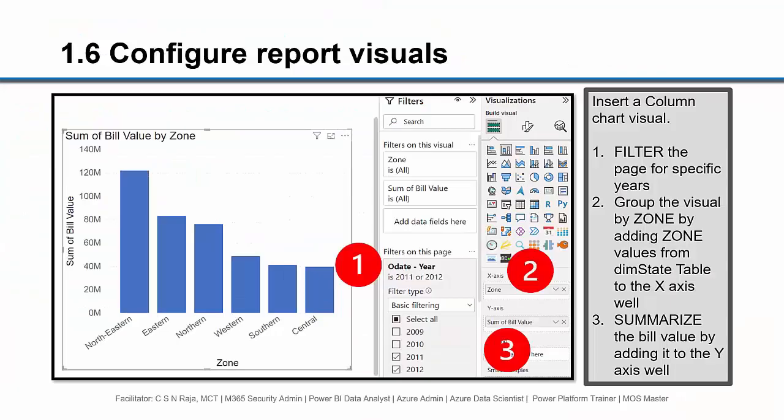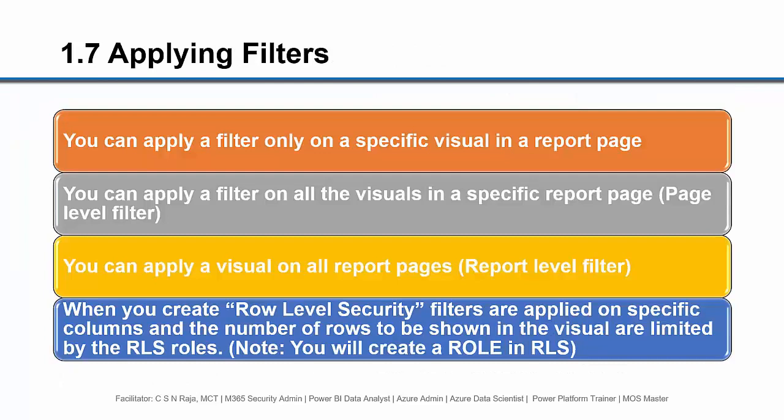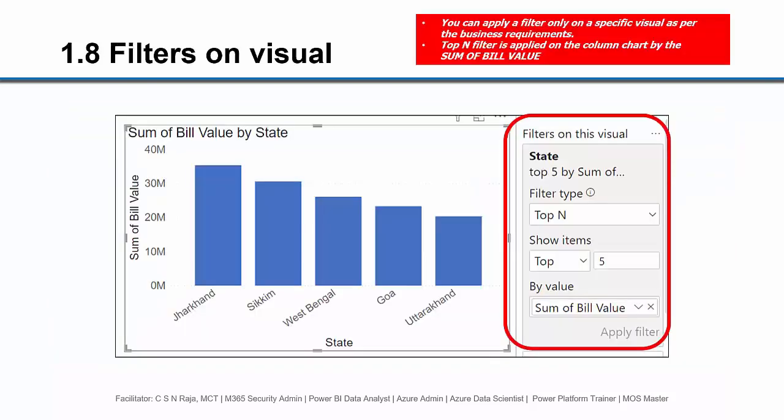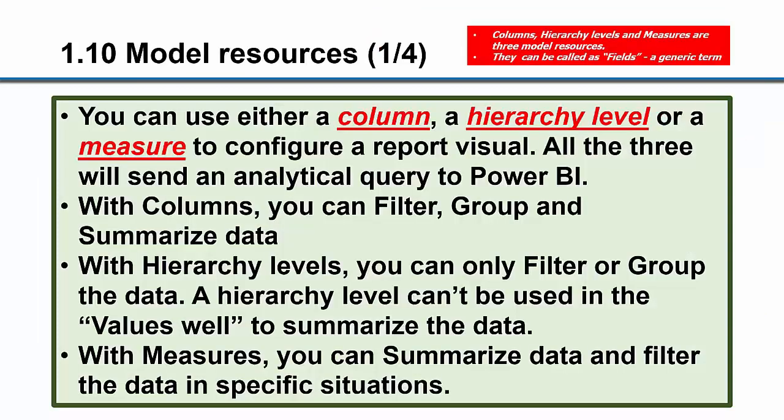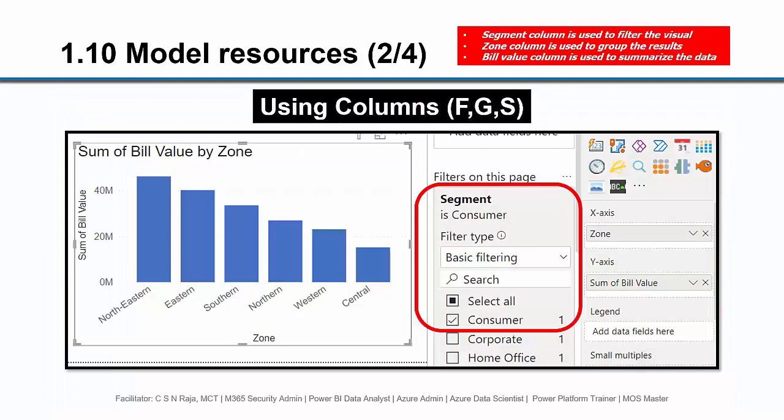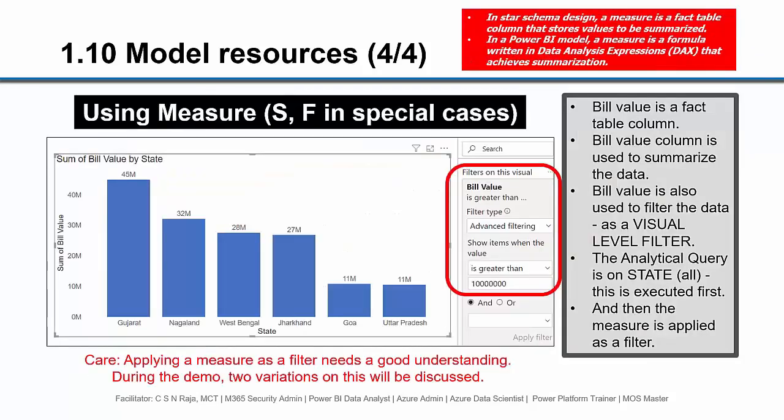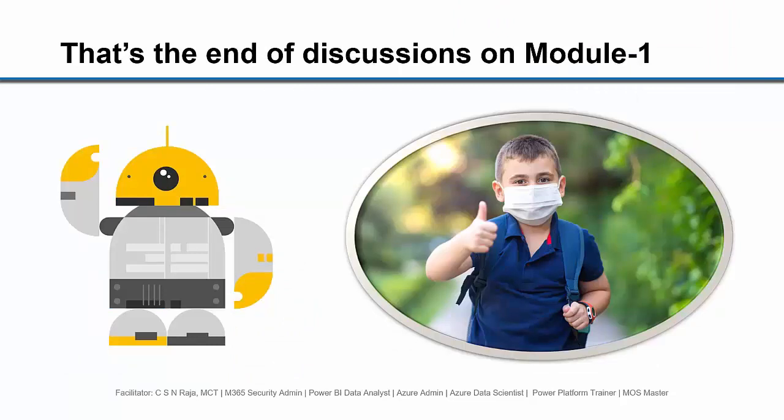In the demonstration, you noticed how to configure report visuals and how we can apply filters on visuals, either for individual visuals, or for all the visuals in a page, or for the entire report. Some snapshots to recollect the discussion. We also talked about model resources and which model resource can be used for what kind of activity in terms of analytic query, such as filtering the data, grouping the data, or summarizing the data. That is the end of discussions on module 1. We will be moving to module 2 shortly.